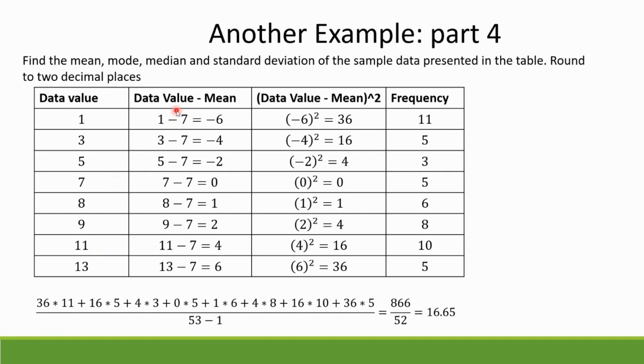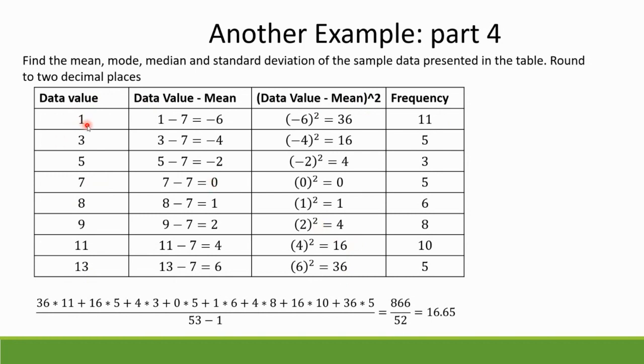But essentially, you have to fill in the entries in this table, although it's already filled in. Okay? You have to take each data value, subtract the mean, and square that difference as well. And here we have frequencies because we have a frequency table. Then you'll have to add up and divide by something.